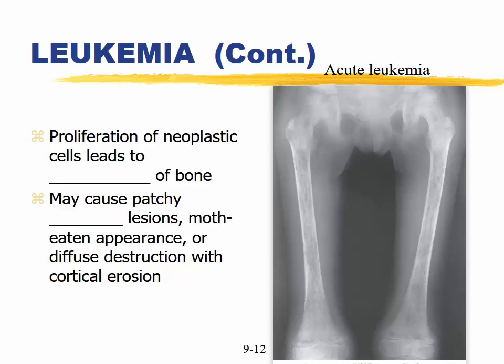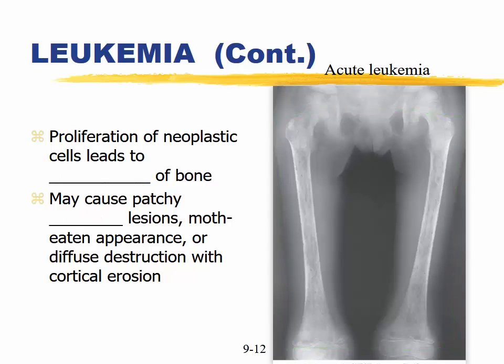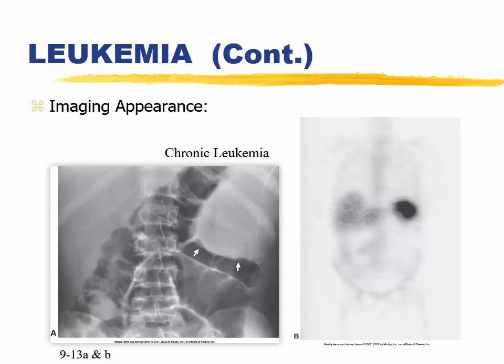Proliferation of neoplastic cells in the marrow leads to destruction of bone. This may cause patchy lytic lesions, a permeative moth-eaten appearance, or diffuse destruction with cortical erosion. In the image shown here, we're looking at the extensive destruction of the bone in both femurs in a patient with acute leukemia. The imaging appearance of chronic leukemia is almost consistently massive splenomegaly.